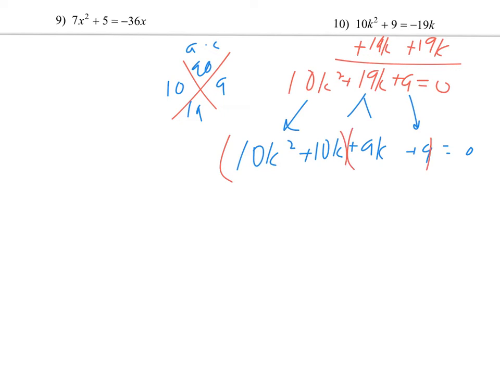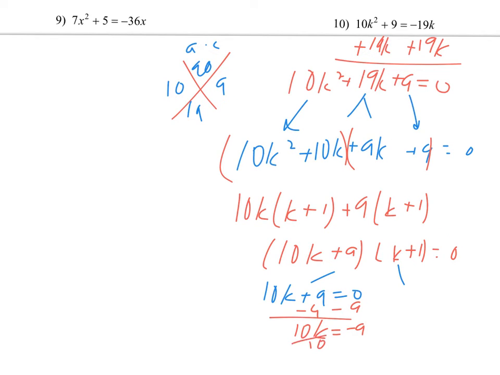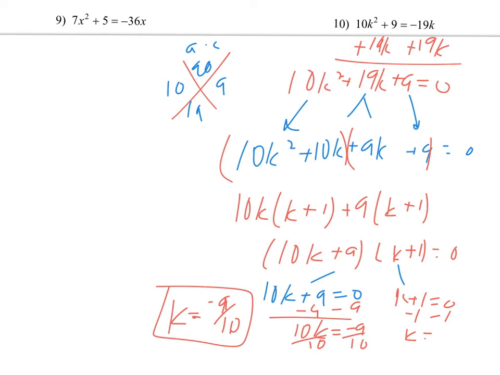So now I'm going to do my grouping. So I take out 10k in this first group, giving me k plus 1. And I take out 9 in this group, giving me k plus 1 as well, which means my parentheses are 10k plus 9 and k plus 1 equal to 0. So now I do need to split these up and set them equal to 0 individually. So k equals negative 9 over 10. And then for this one, k plus 1 equals 0. So k equals negative 1.